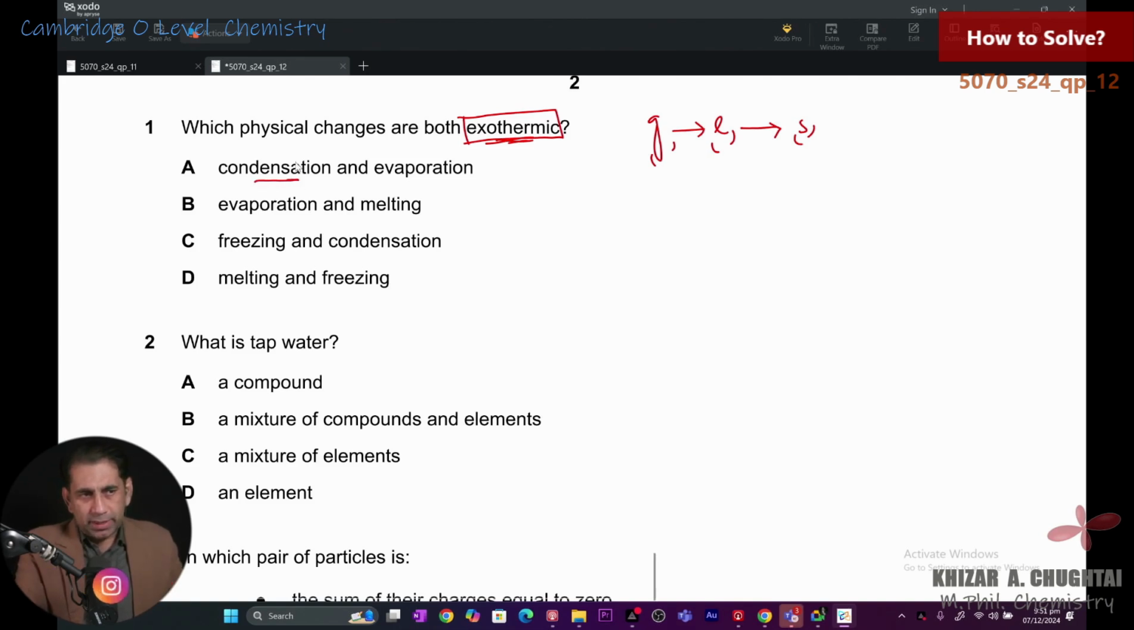Condensation is gas to liquid, yes. Evaporation is the reverse, liquid to gas, no. Evaporation is not exothermic, and melting is not exothermic as well, it changes from solid back to liquid. Freezing is the changing of liquid into solid state, yes, it is exothermic. Condensation is change of gas into the liquid state, yes, it is exothermic. So C is the correct option. Question number 1, C is the correct option.